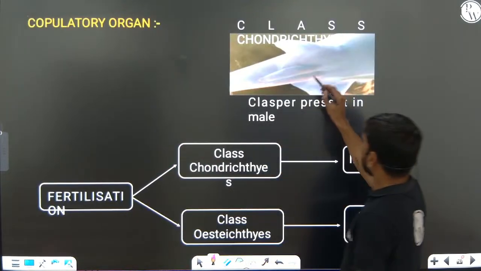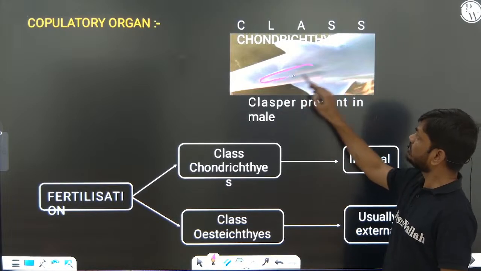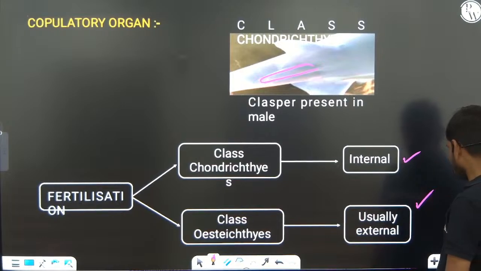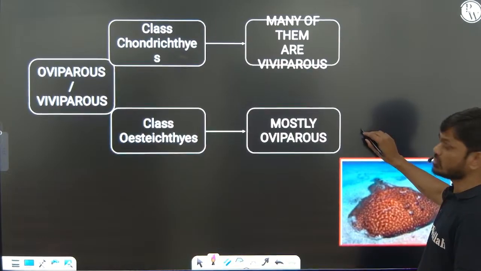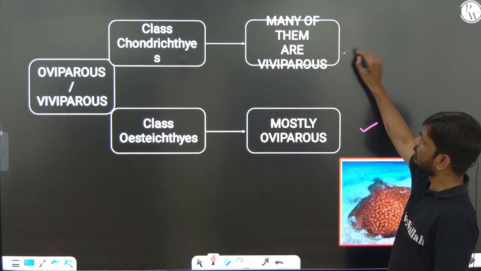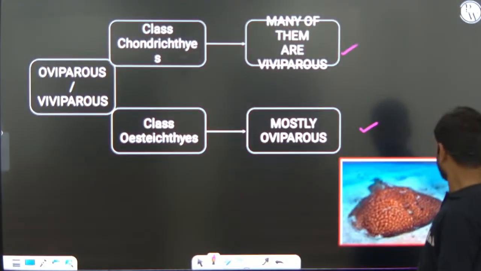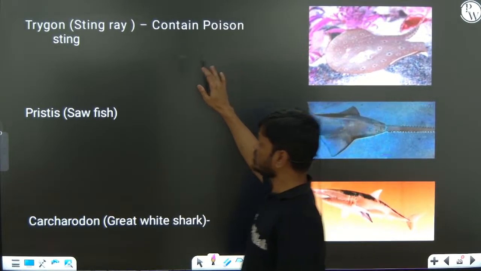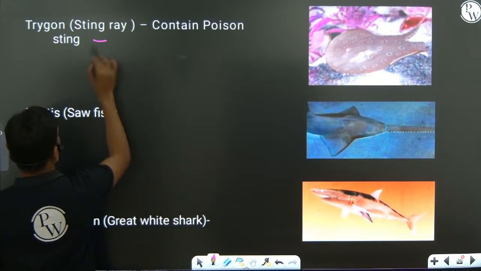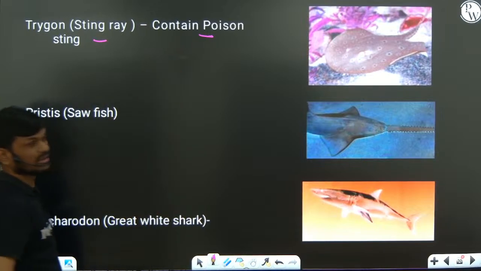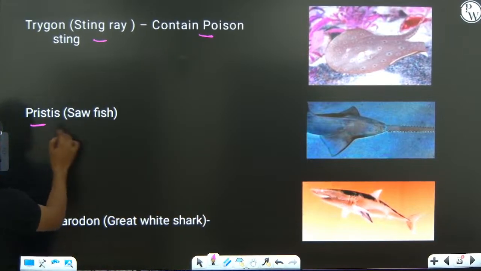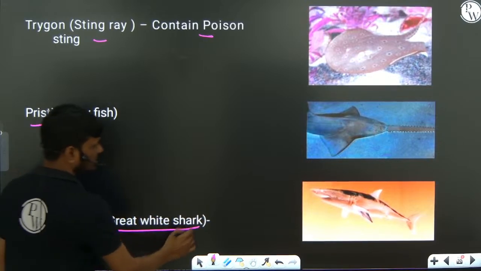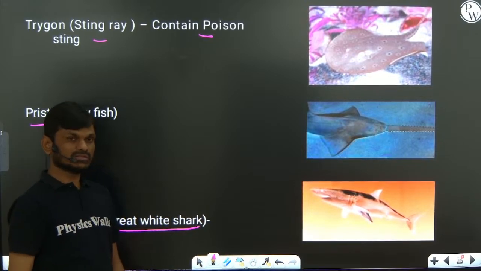Okay, so I told you claspers are present, right? So internal fertilization, usually external fertilization in bony fish. Mostly viviparous in Chondrichthyes, oviparous in Osteichthyes. So these are examples for Chondrichthyes. Trygon, stingray, commonly poisonous sting present. Pristis, commonly known as sawfish. Carcharodon, great white shark.